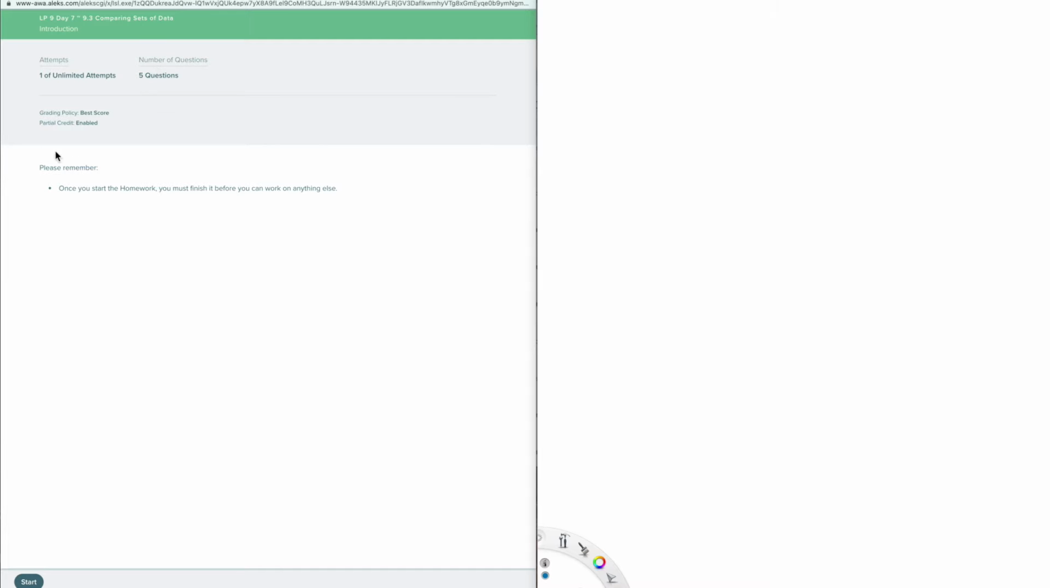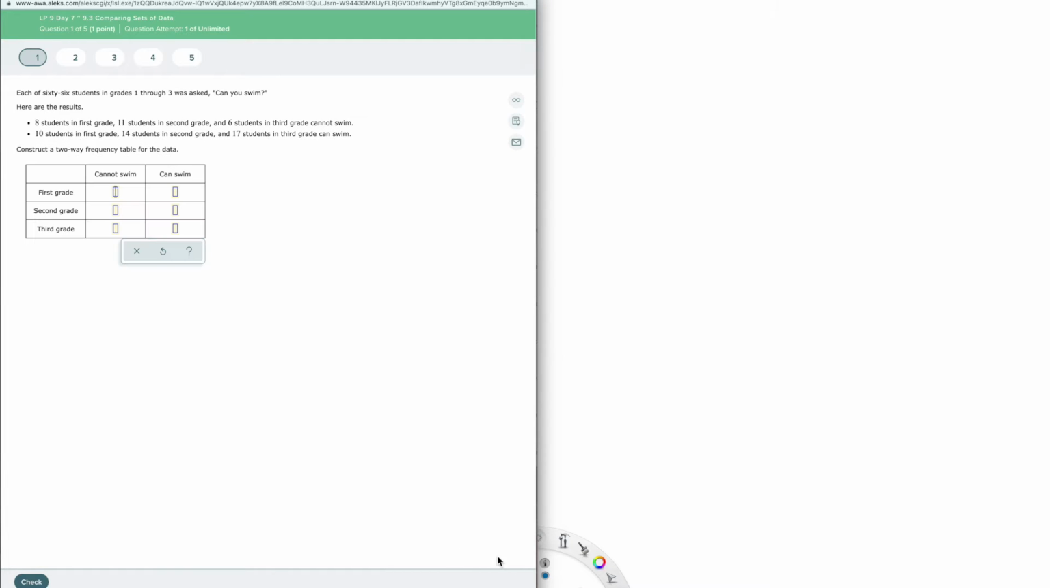Down here it says, please remember once you start your homework, you must finish it before you can work on anything else. What that means is once I click the start button here, down in the bottom right corner, I will see a submit assignment button. And I have to click that button for 2 huge reasons. The first one is just like that said, you can't work on anything else till you click that button. To finish your assignment means to click submit assignment.